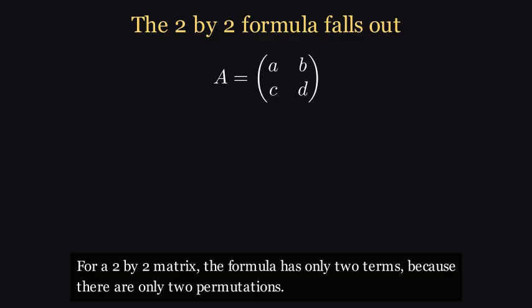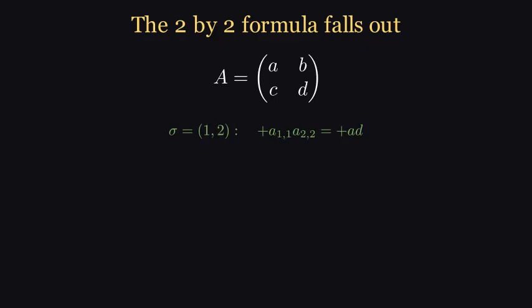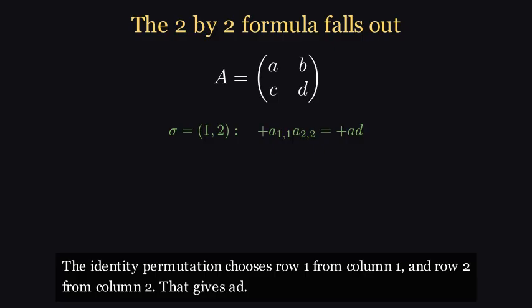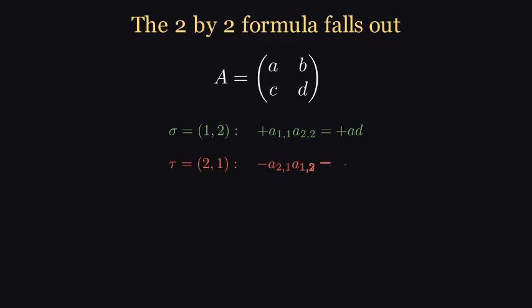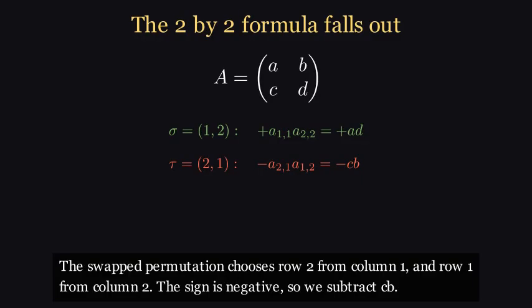For a 2 by 2 matrix, the formula has only 2 terms because there are only 2 permutations. The identity permutation chooses row 1 from column 1 and row 2 from column 2. That gives A times D. The swapped permutation chooses row 2 from column 1 and row 1 from column 2. The sign is negative, so we subtract C times B.